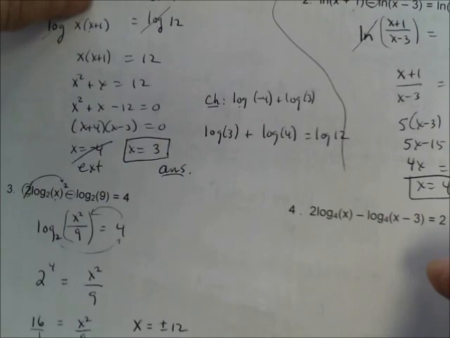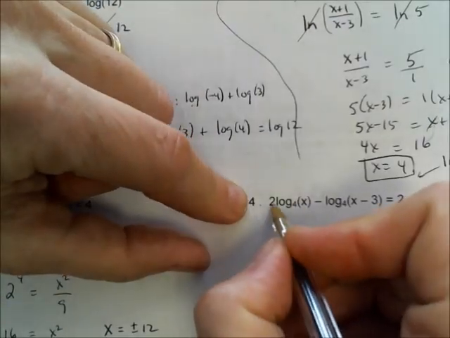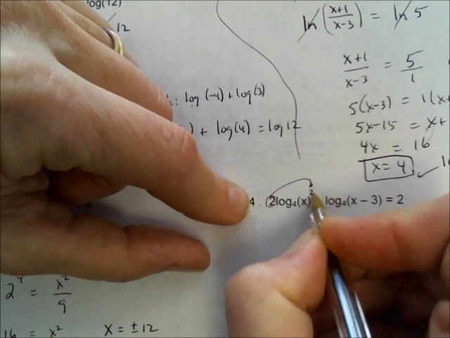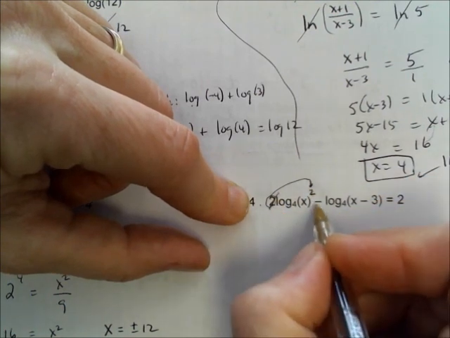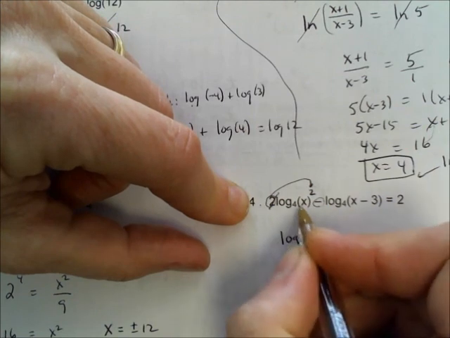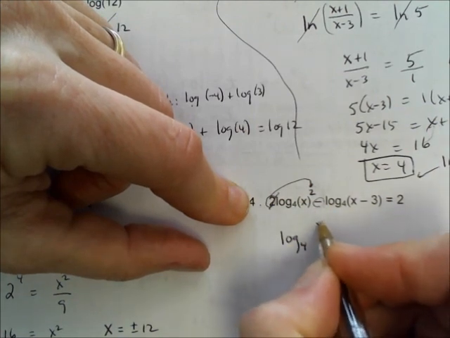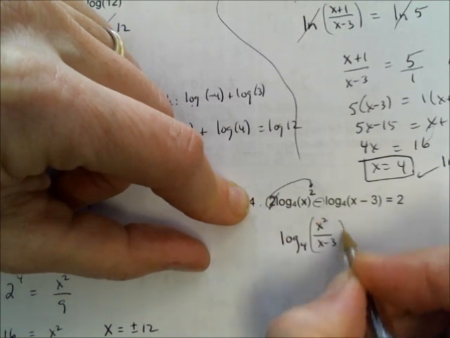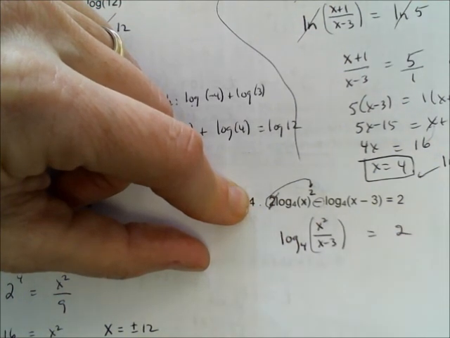Number 4, I mean. Again, we have a 2 as a coefficient, so we're going to take that coefficient and make it the exponent on x. And we have a subtraction here. So we have log base 4 of, this is the quotient rule, x squared on the top, x minus 3 on the bottom, and that's equal to 2.